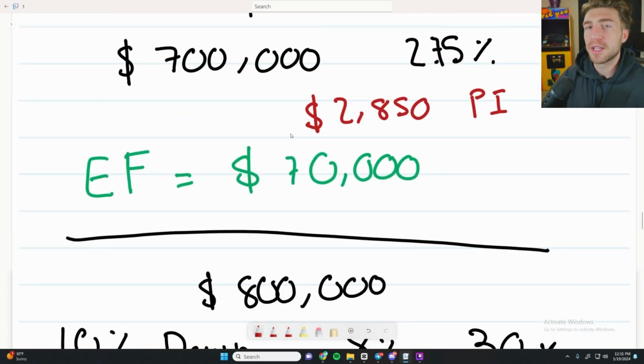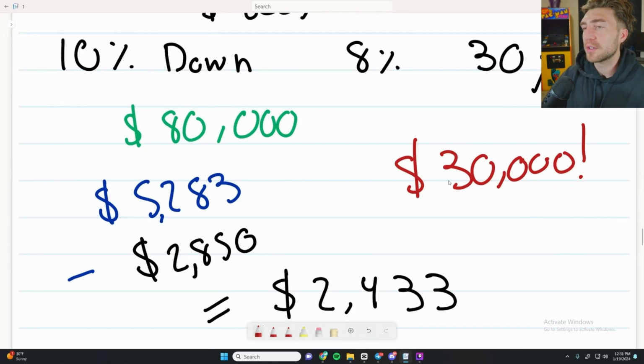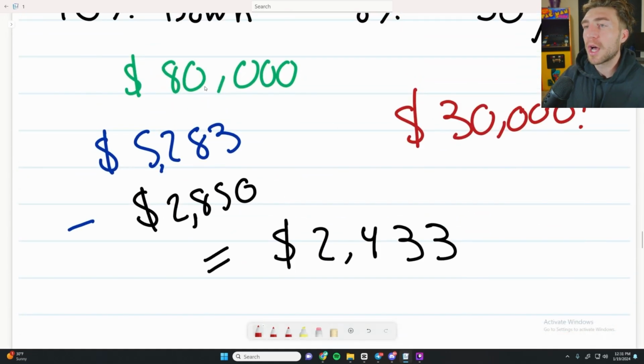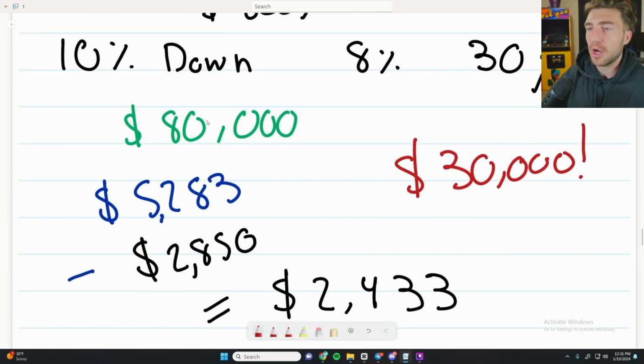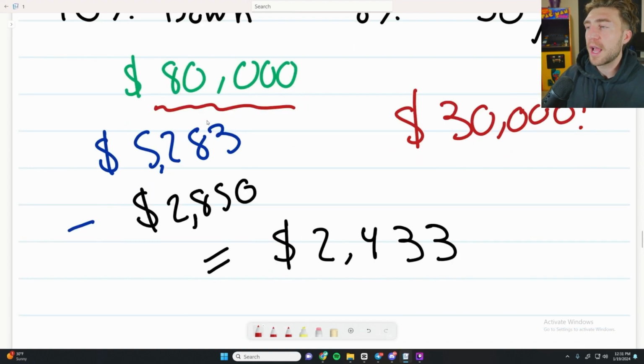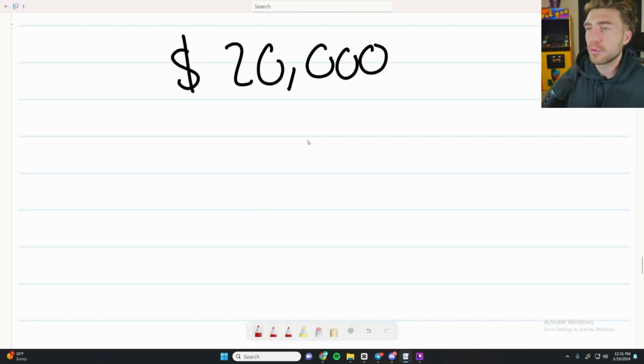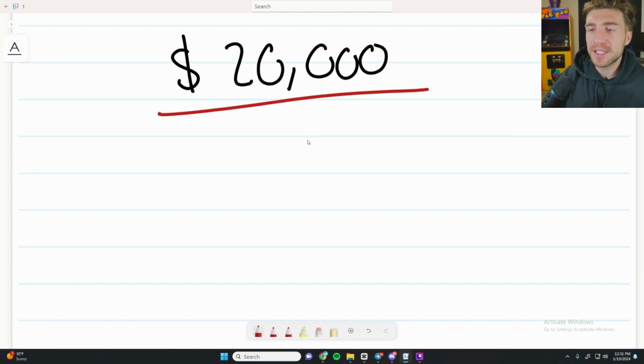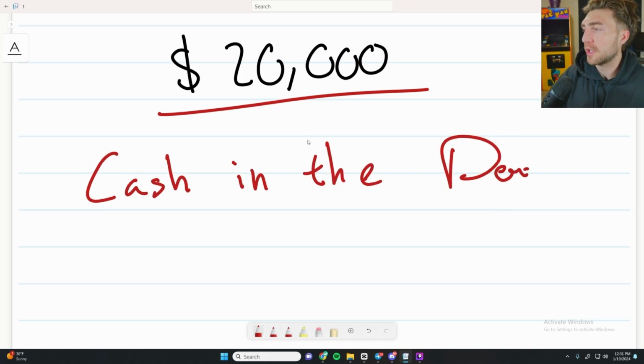It costs us 70 to get the sub 2 deal. It costs us $30,000 to exit the wrap deal, but we got $80,000 back. I hope this is all making sense. So now 100,000 minus 80,000 is 20, right? So now we're back at 20. So our cash in the deal, you can think of this as entry fee or cash in the deal, our cash in the deal is 20,000.